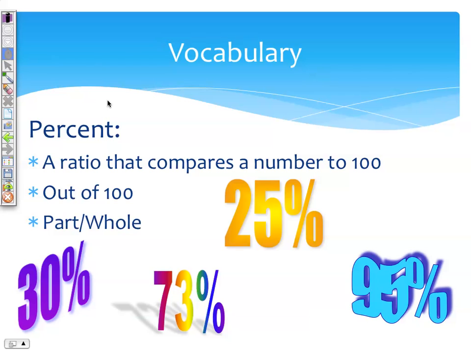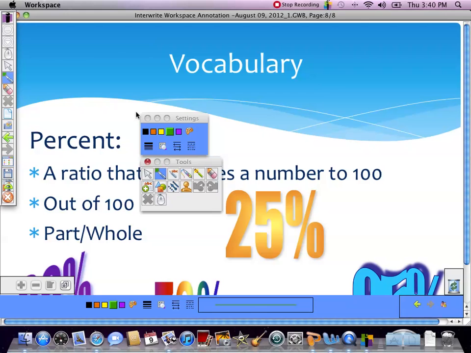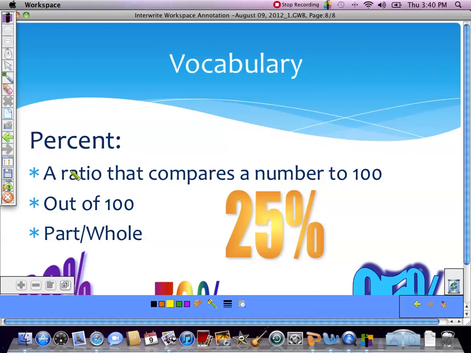First, let's go over some vocabulary. Please find your guided notes and fill in the blanks accordingly. Your first word is percent. A percent is simply a ratio that compares a number to 100. The important thing to remember about percent is that these are numbers that are out of 100.